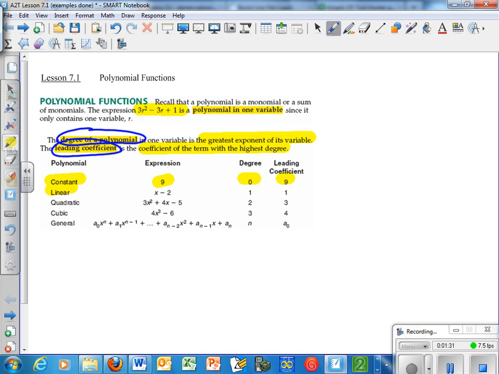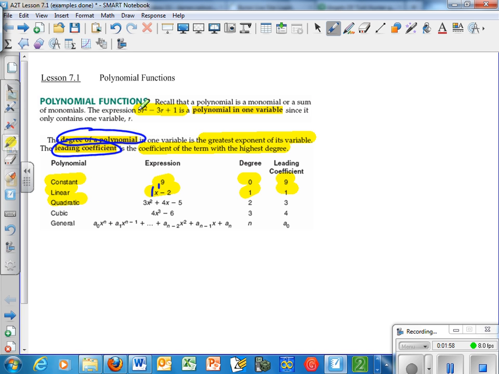Linear would be x minus 2. The degree is 1 because the exponent on x is a 1, so we call that degree 1. The degree of the minus 2 would be 0, but to find the degree of the polynomial, you take the biggest degree of any term. So the lead coefficient is 1 because there is a 1 out in front of that x to the first.